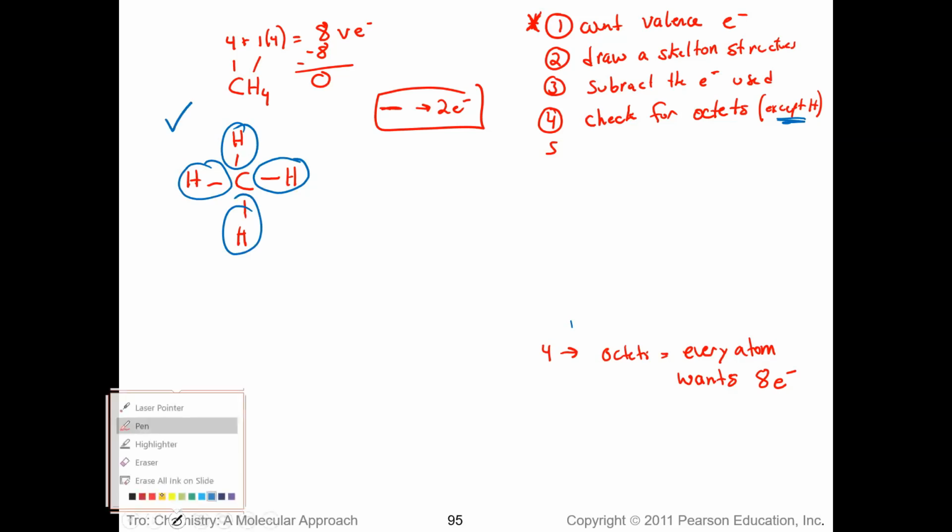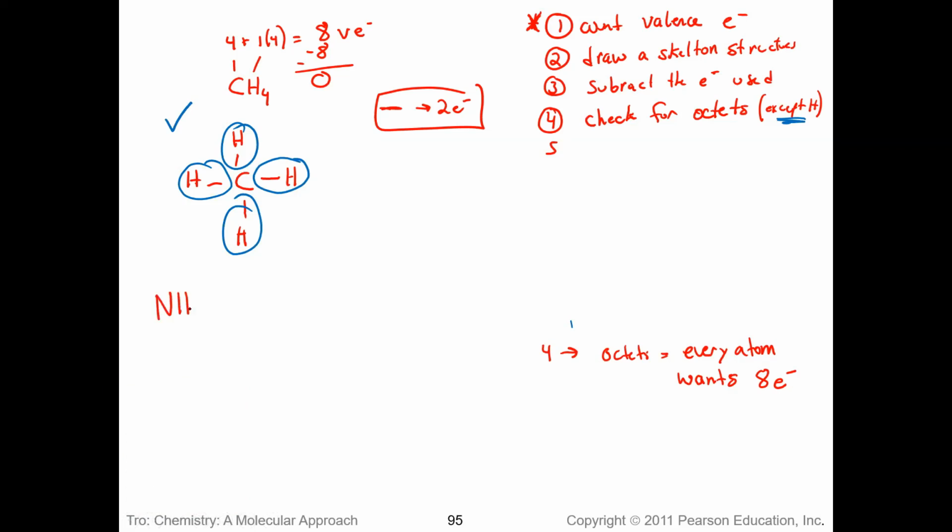Another structure. Let's do NH3. Okay, step 1. Nitrogen is in group 5, so it has 5 valence electrons. Hydrogen is in group 1, so it has 1 valence electron, and there's 3 hydrogens. So we add this up, and now number 2, draw the skeleton structure.